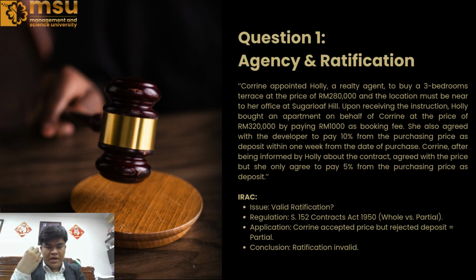What about the application? Corinne instructed Holly to buy a 3-bedroom terrace house, which costs 800,000 ringgit, located near her office. However, Holly instead purchased an apartment at a higher price, which is 1,200,000 ringgit, and agreed to a 10% deposit, payable within 1 week.